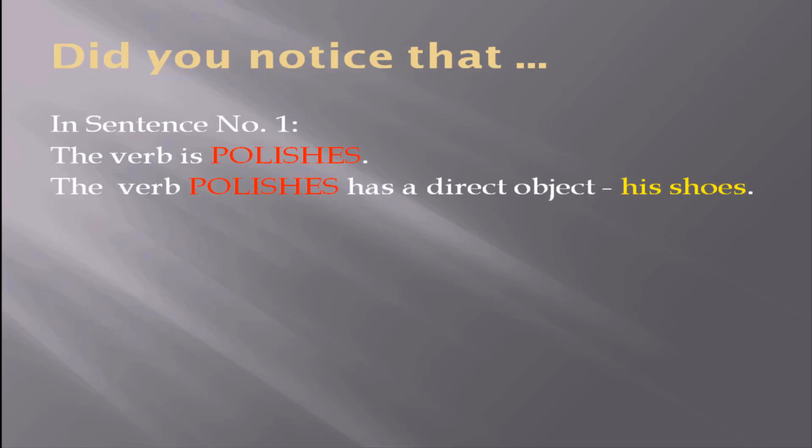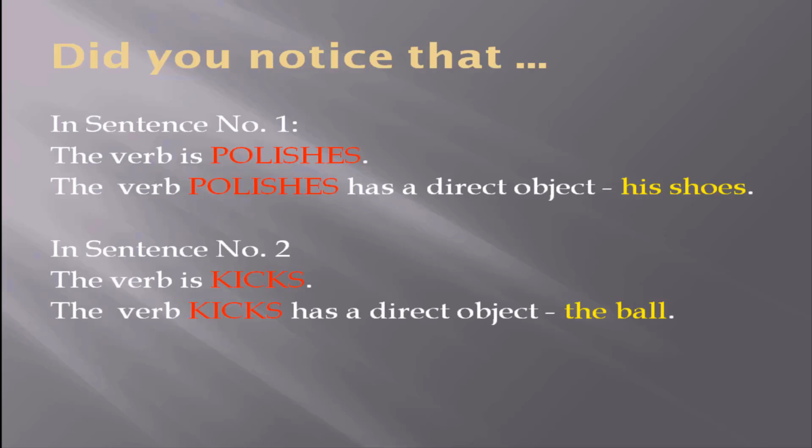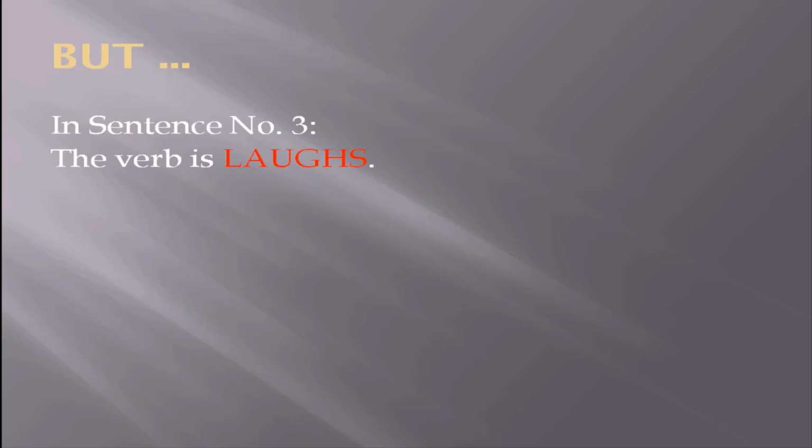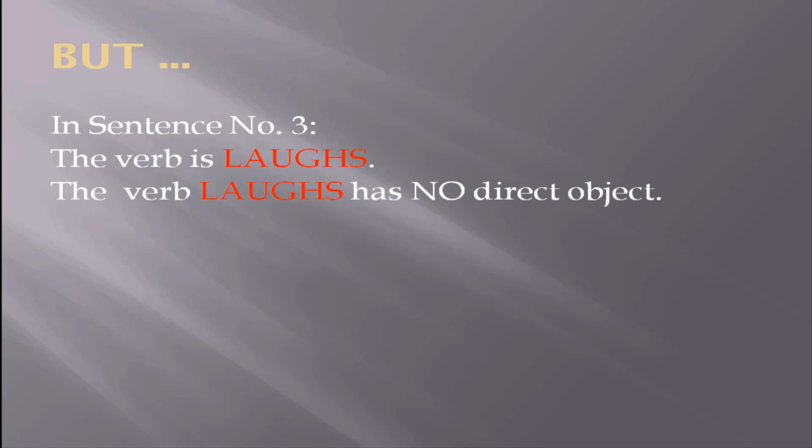Did you notice that in sentence number 1, the verb is polishes. The verb polishes has a direct object, his shoes. In sentence number 2, the verb is kicks. The verb kicks has a direct object, the ball. But in sentence number 3, the verb is laughs. The verb laughs has no direct object.